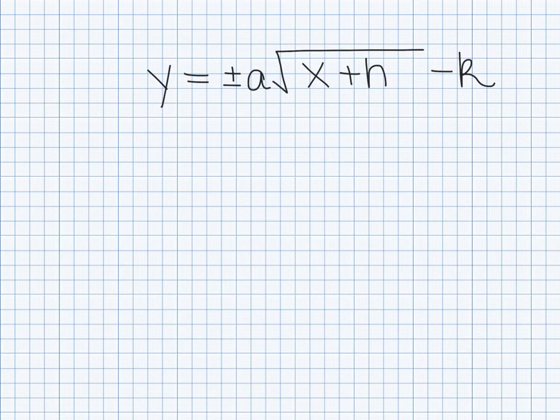And just like any other parent function, we would have, in this case, started with parent function y is equal to square root of x. That's what we've been drawing. And then we can start with our transformations. And it's all the same that we've done before. This plus h is a shift, right? Horizontal, left or right. The k is your up and down shift. A is your vertical stretch, and then the negative side would be your vertical reflection.